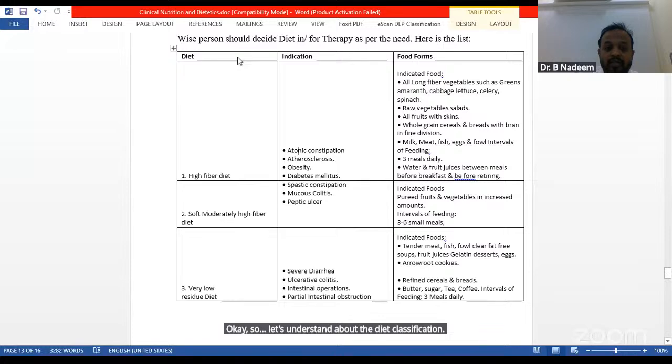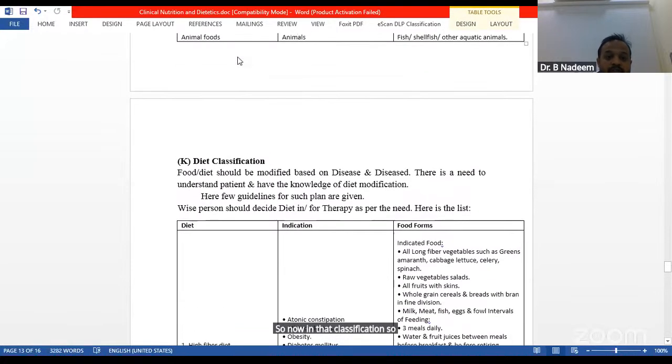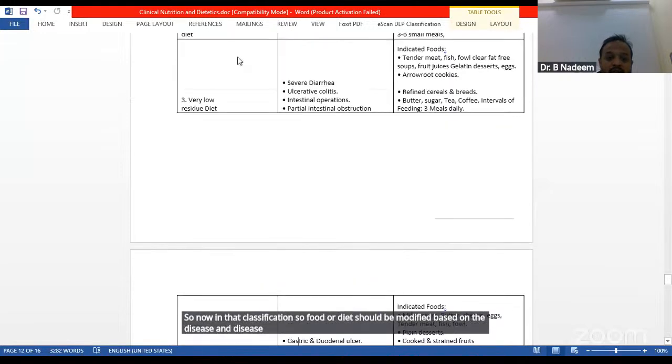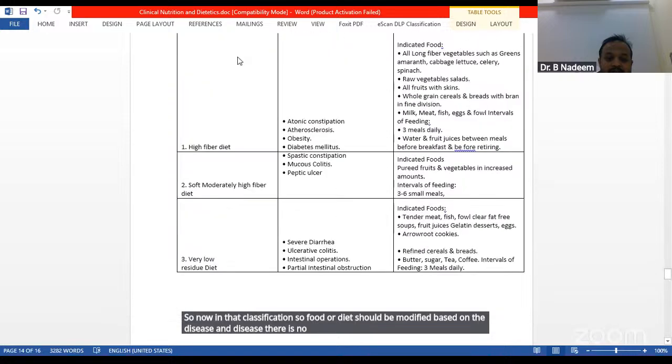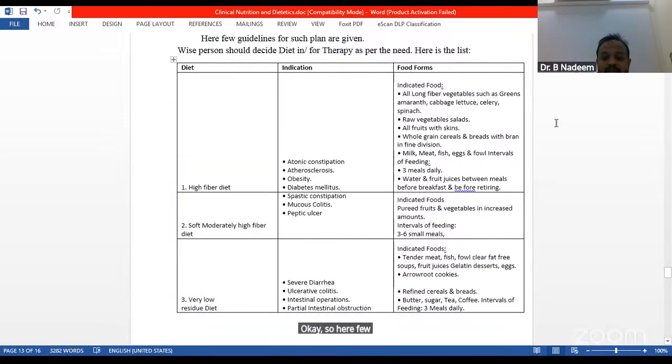So now in diet classification, food or diet should be modified based on the disease. Here a few guidelines are there which we will follow in therapy. So here is the list.